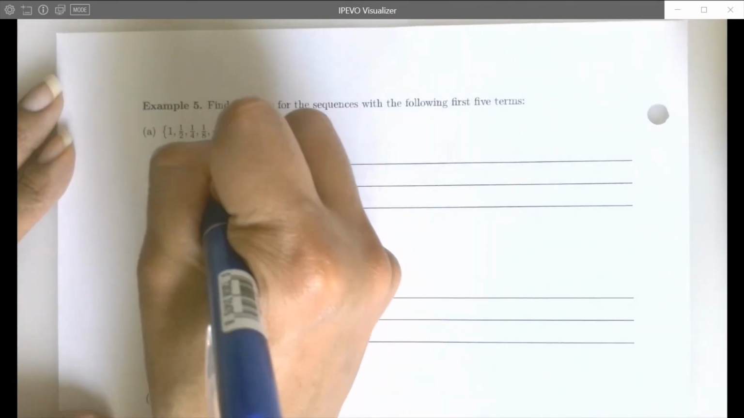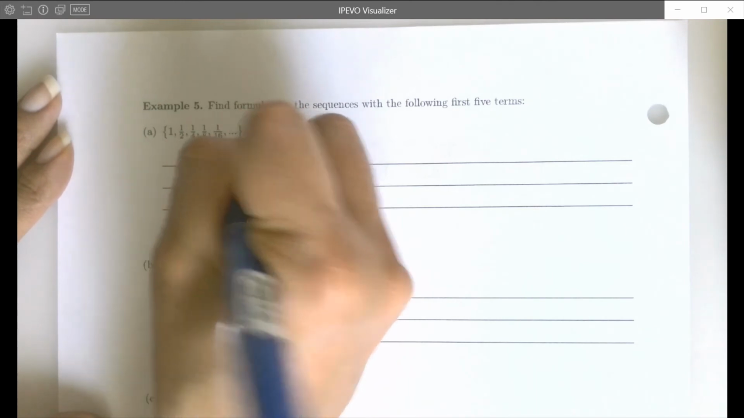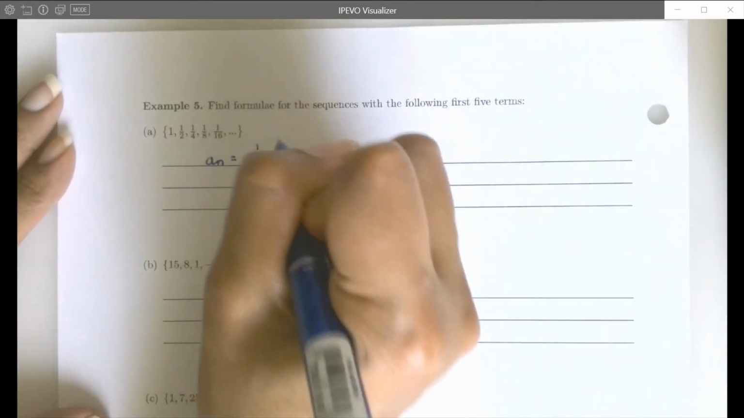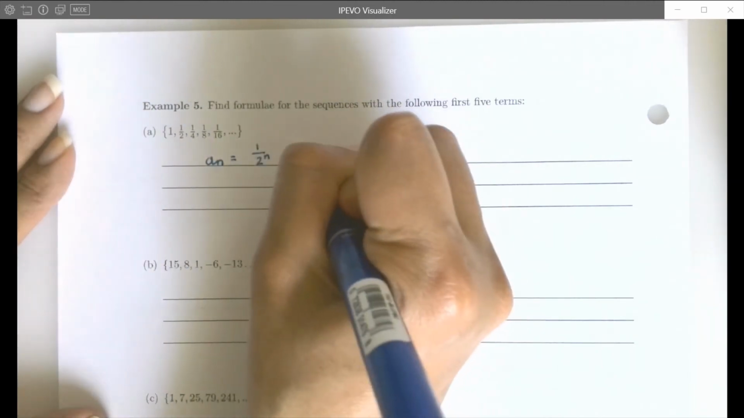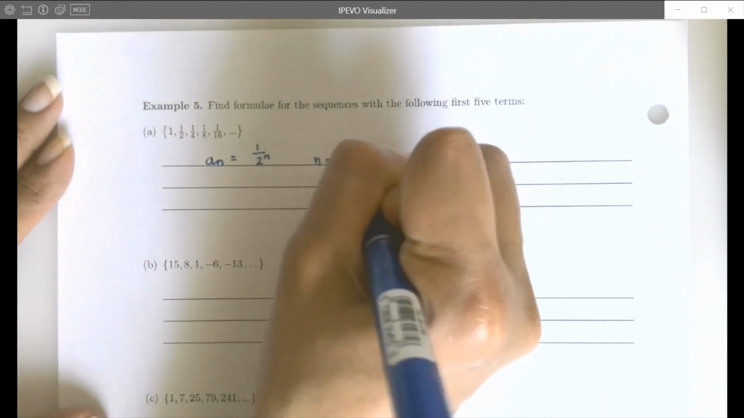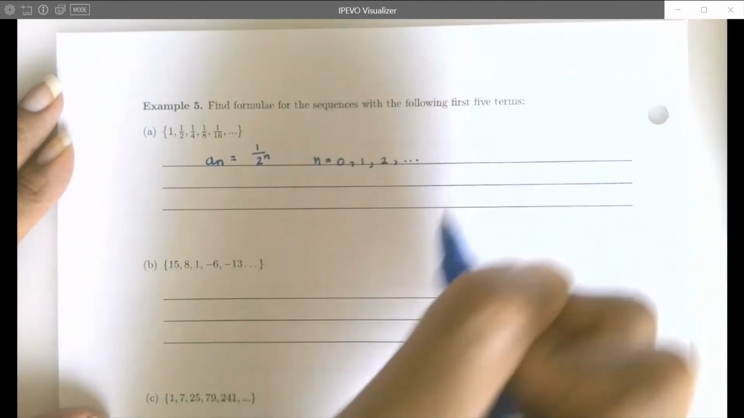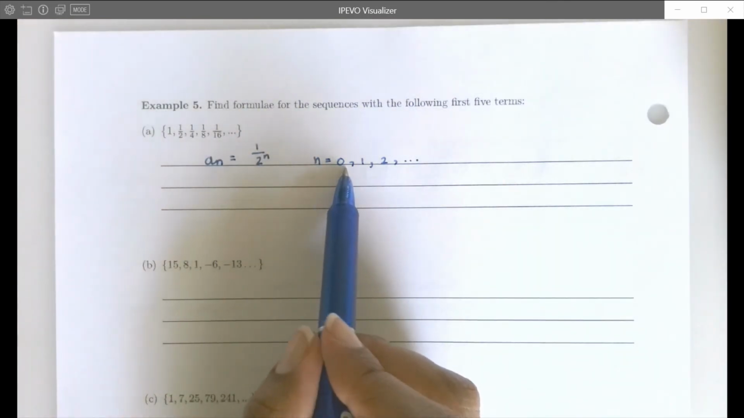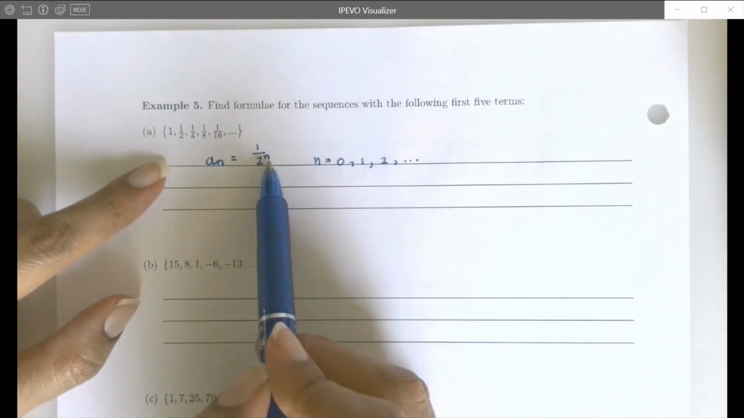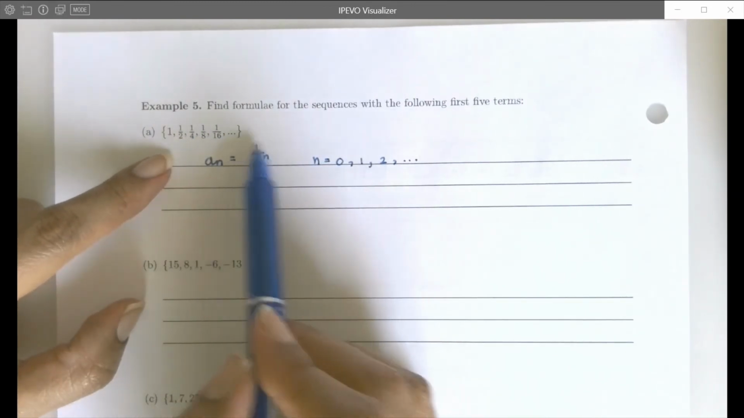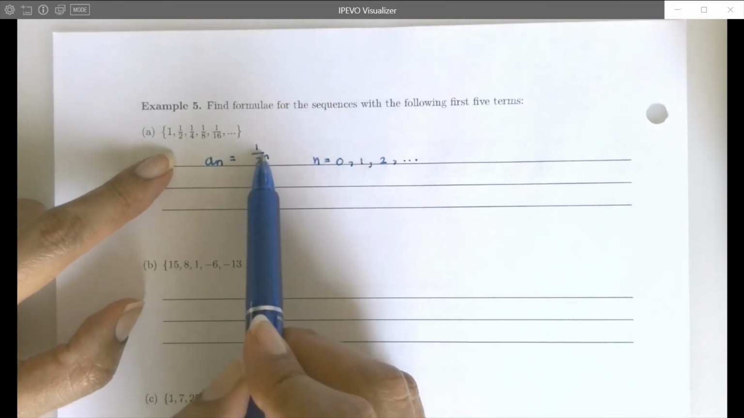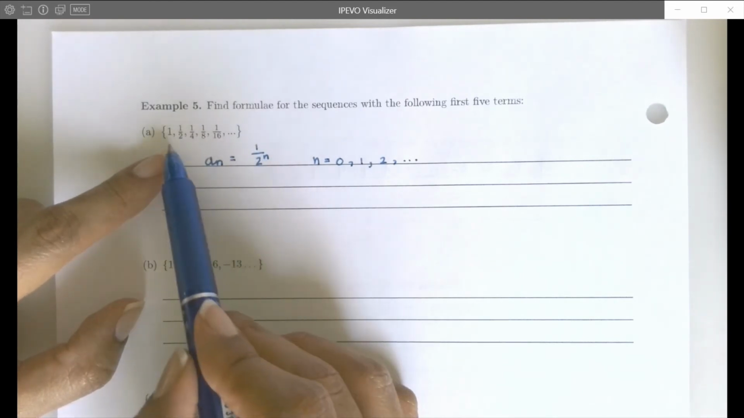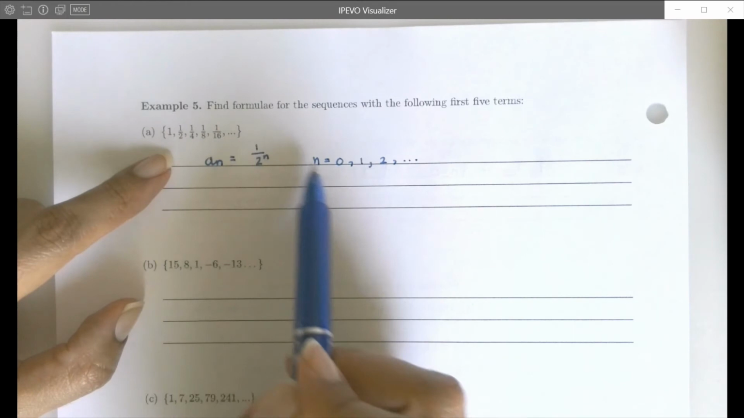So we can take a guess and say, well, it seems like this is 1 over 2 to the n, where n begins at 0 and continues on to infinity. And then we can test our hypothesis simply by plugging in these values and making sure that they agree. So when n is 0, we'll get a 1 over 2 to the 0, which is a 1 over 1, which is 1, so that looks good.